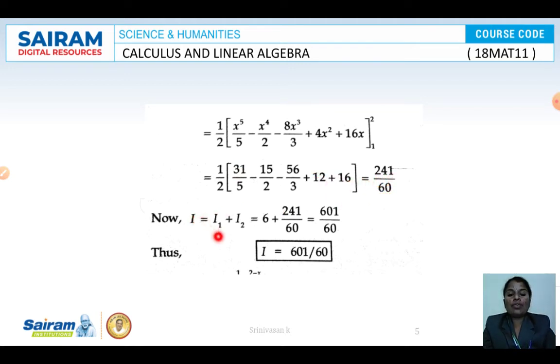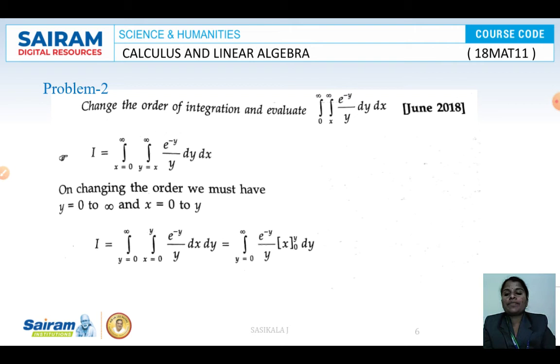I is equal to I1 plus I2, which is equal to 6 plus 241 by 60. It is equal to 601 by 60. Okay, the integration of the given curve is nothing but 601 by 60. So we'll see one more example.